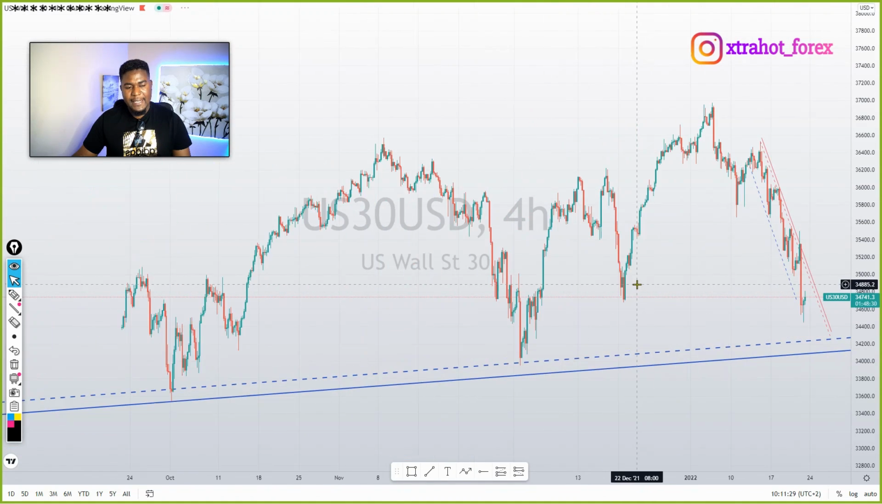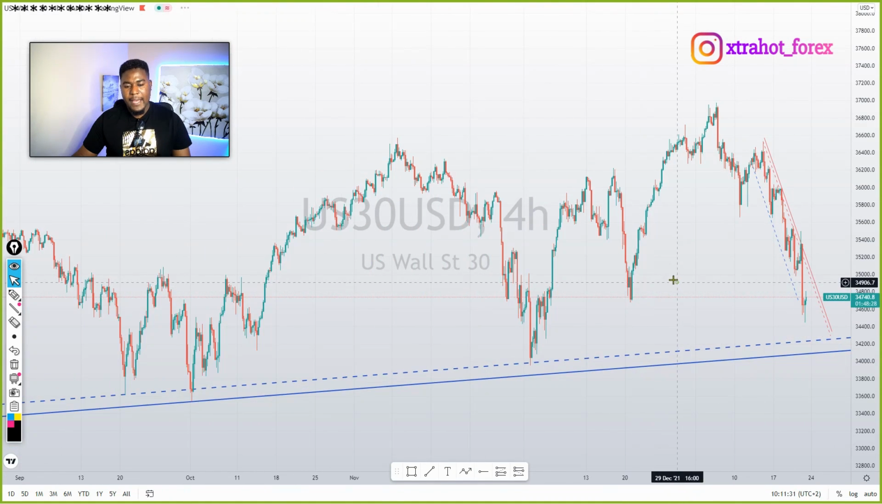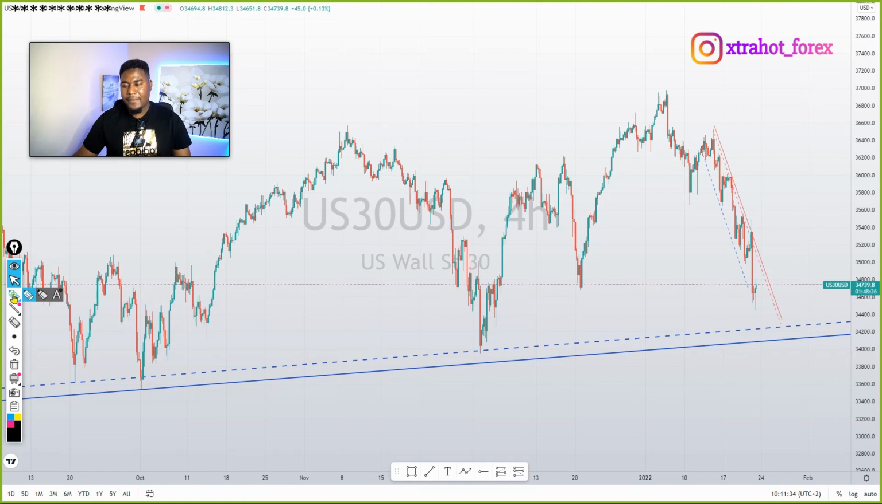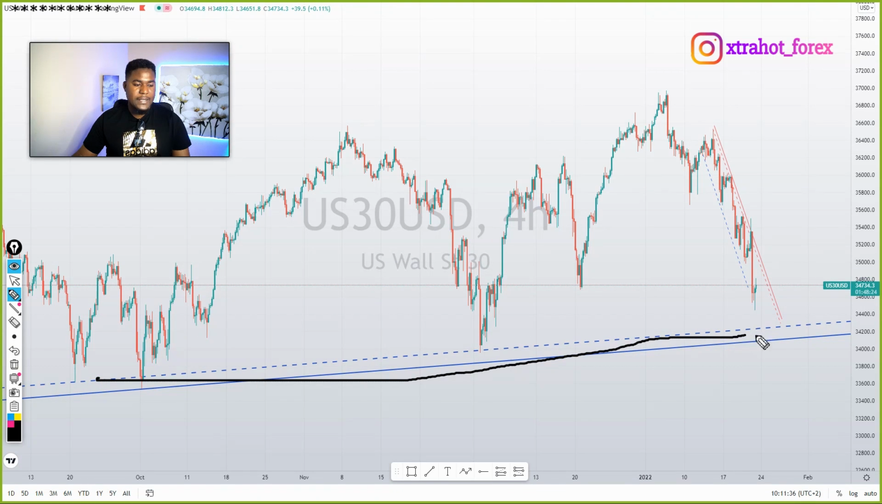So what I see here is, as we know that we have this support area, you can see that around 34,200. If you remember, I talked about this area yesterday. So what I see is, I think the market is going to push a little bit up, come back and respect this area before we see another push. That's what I see at the moment.